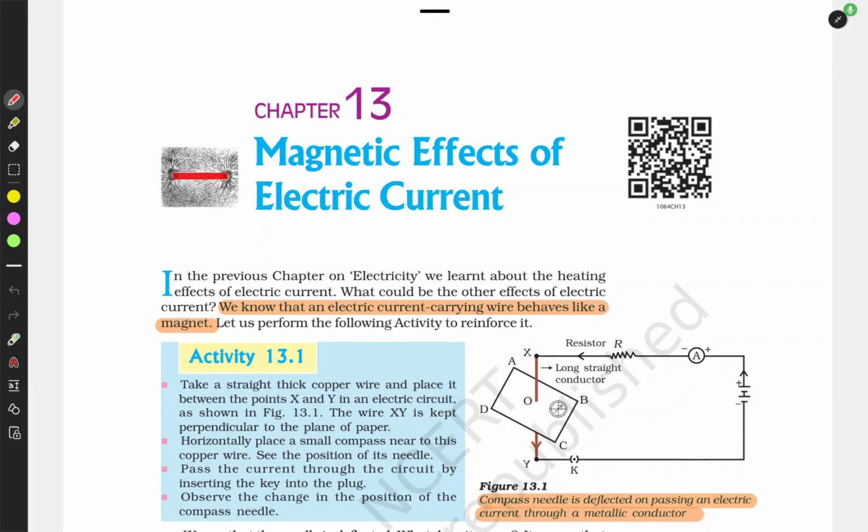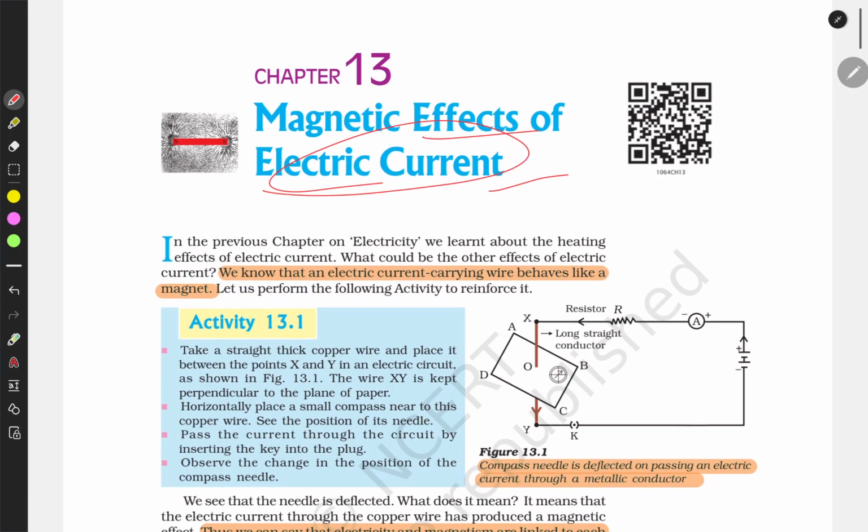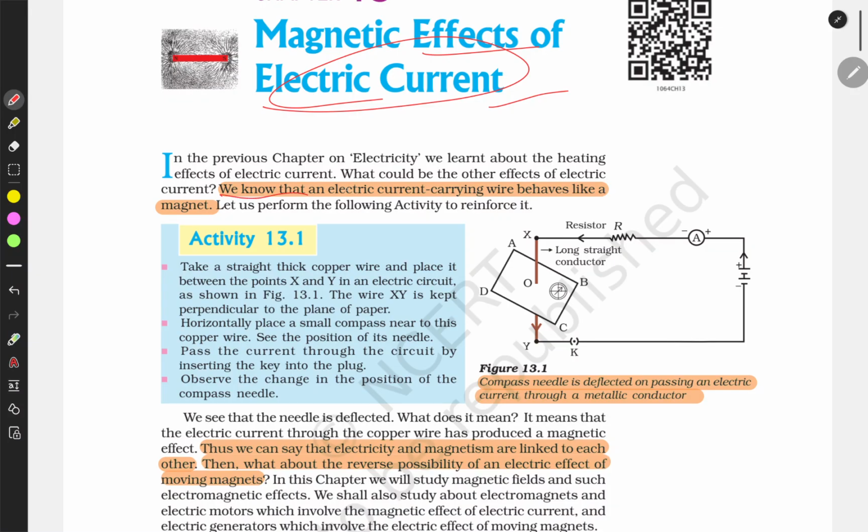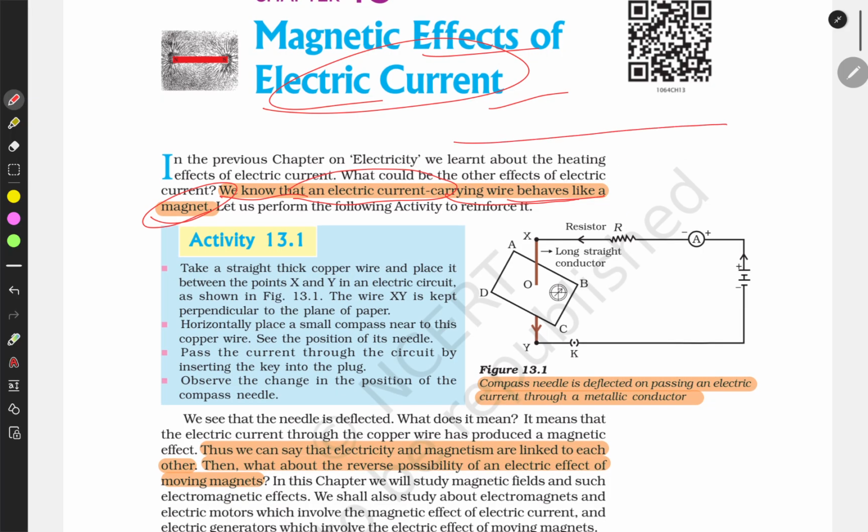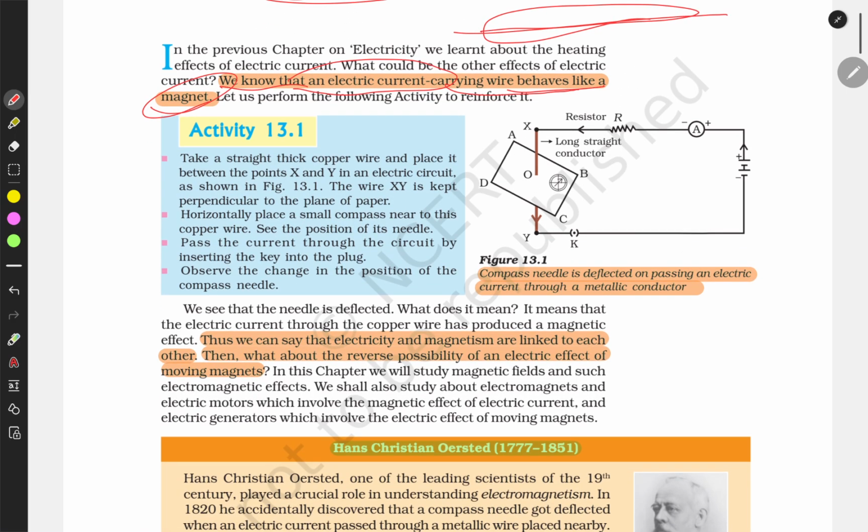In this video, we are going to study the magnetic effect of electric current. So we know that an electric current carrying wire behaves like a magnet. If in a wire electric current is flowing, it will behave like a magnet. How do we know this? Because a compass needle is deflected on passing an electric current through a metallic conductor.